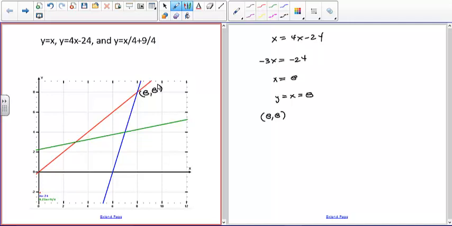So there's one for you if you've forgotten how to do it. The red curve is y equals x, and the blue curve is y equals 4x minus 24. When you set those equal to each other, you get x equals 8, and then you can plug back into either one of the 2 equations and you get the second point.